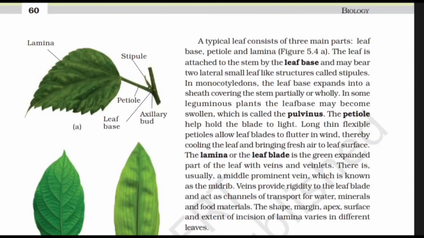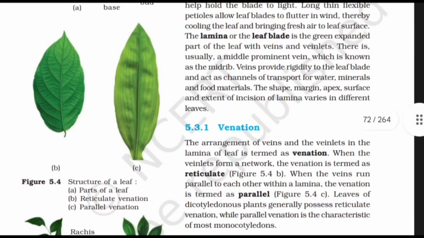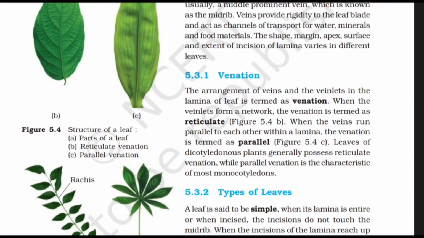The lamina or the leaf blade is the green expanded part of the leaf with veins and veinlets. There is usually a middle prominent vein, which is known as the midrib. Veins provide rigidity to the leaf blade and act as channels of transport for water, minerals, and food materials. The shape, margin, apex, surface, and extent of incisions of the lamina vary in different leaves. 5.3.1 Venation. The arrangement of veins and veinlets in the lamina of a leaf is termed venation. When the veinlets form a network, the venation is termed reticulate. When the veins run parallel to each other within a lamina, the venation is termed parallel. Leaves of dicotyledonous plants generally possess reticulate venation, while parallel venation is characteristic of most monocotyledons.